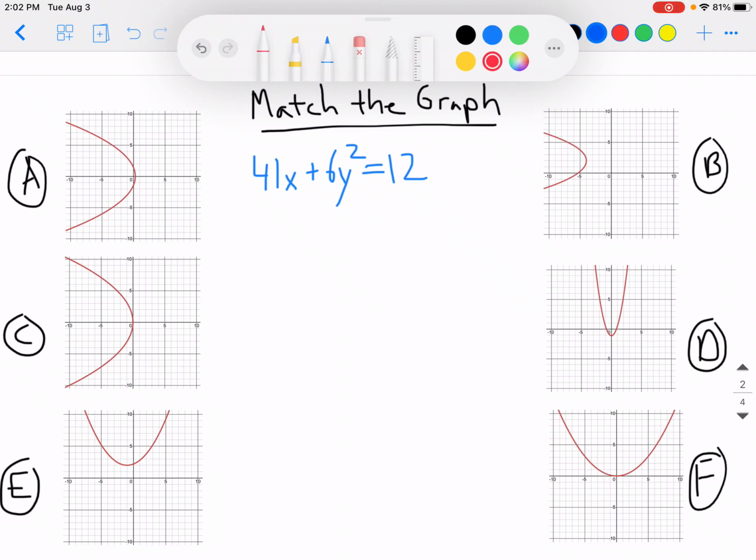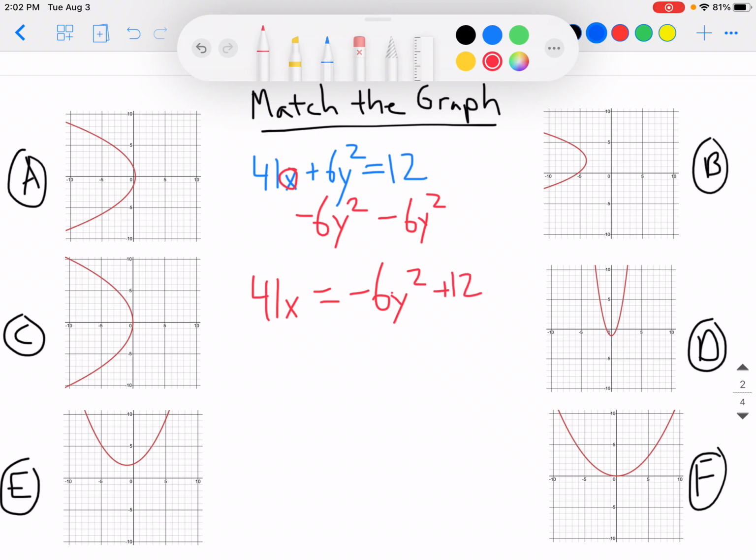What I'm going to do is solve it for x. And the reason why I'm solving for x is because the y is squared, so I'm going to have x equals something of y. In order to solve it for x, first thing I'm going to do is subtract 6y squared from both sides. And so that's going to give me 41x is equal to negative 6y squared plus 12.